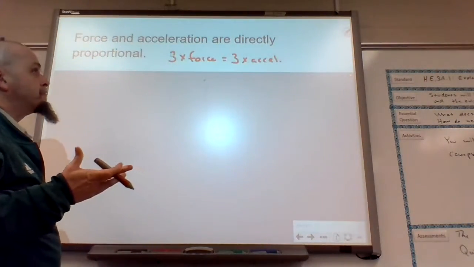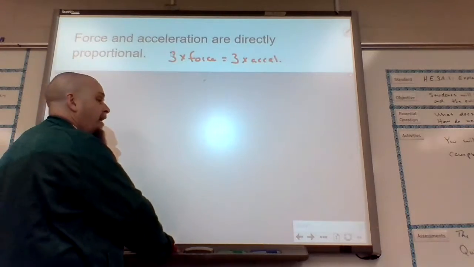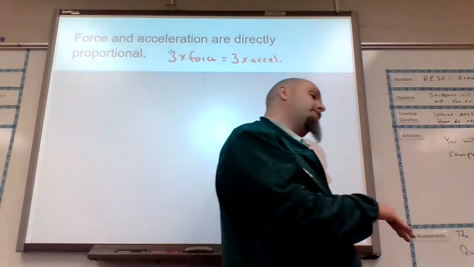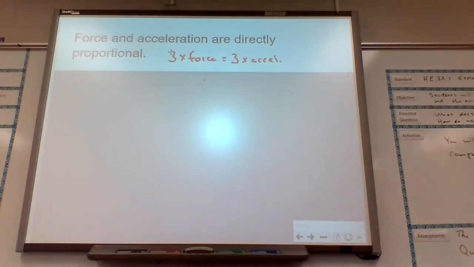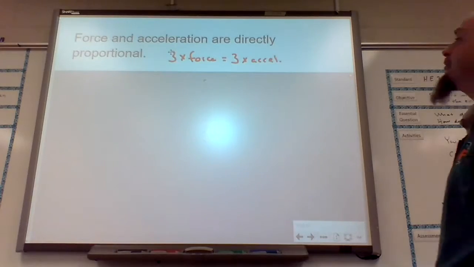They do the same thing. If we applied 1/2 the force, we'd get 1/2 the acceleration. Directly proportional means they'll change in the same way. Whatever you do to the force, you'll do the same thing to the acceleration. 100 times the force would be 100 times the acceleration. 1/10 of the force would be 1/10 the acceleration.